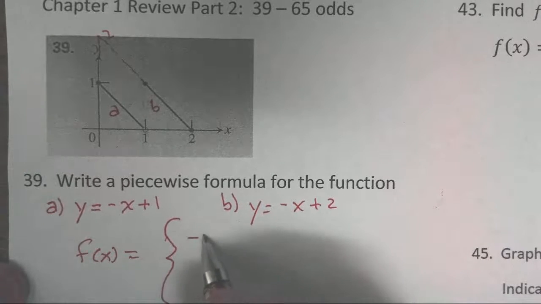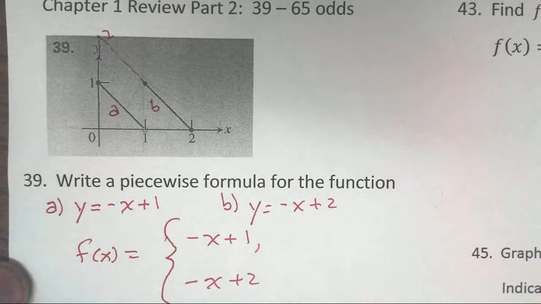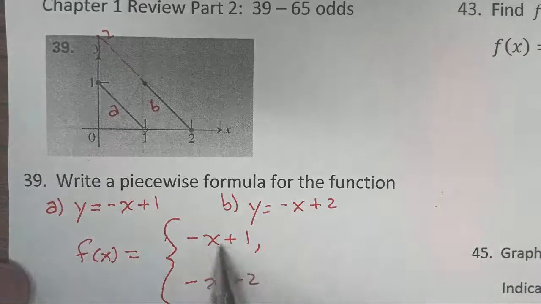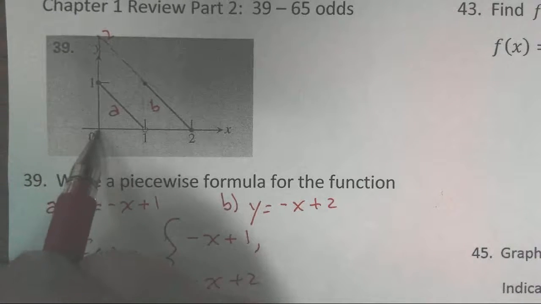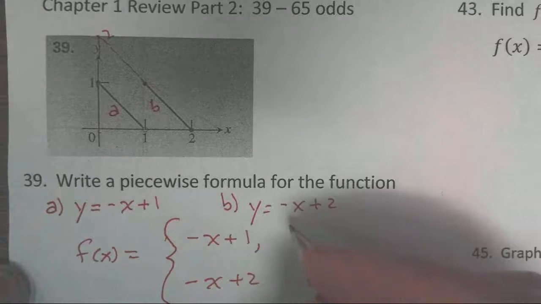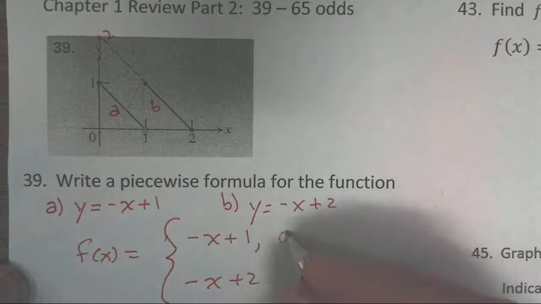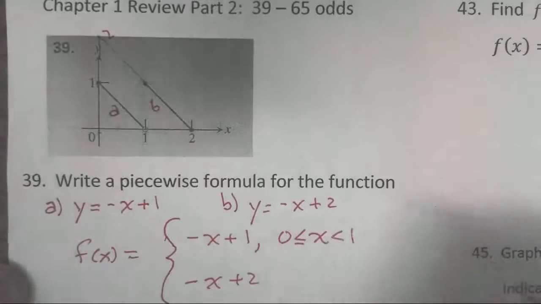Sometimes it looks like -x plus 1. Other times it looks like -x plus 2. But it only looks like -x plus 1 from here, while x is 0, and 0 is included, until 1, but not quite including 1. If you can see, that's an open circle. So 0, therefore, is less than or equal to x, which in turn is less than 1.